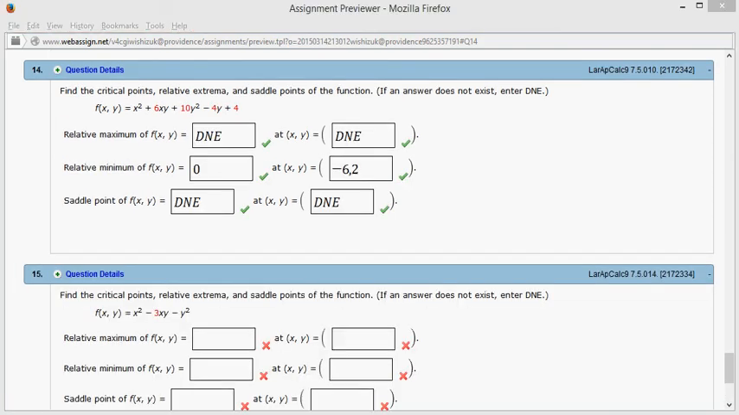I came back, and it looks like we got all of these correct. If you don't have anything else, you just put the D and E in there. Then you get a check mark. That's it. I hope that this was clear.